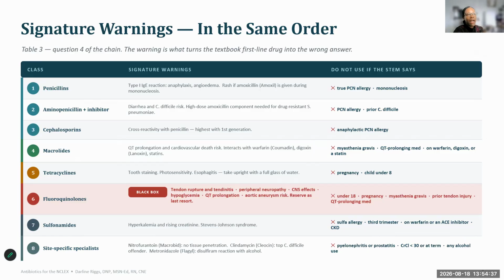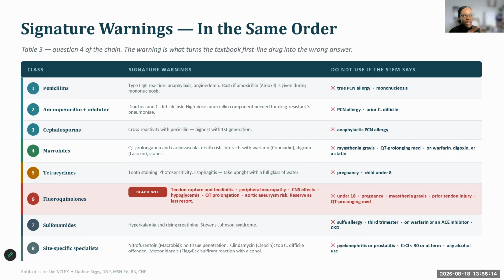Site-specific ones, your Macrobid. So the big deal with nitrofurantoin, the Macrobid, is that it does not penetrate the tissue, so it will only take care of a lower urinary tract infection, a non-complicated UTI. It wouldn't work for pyelo. Yeah, so if that's what they have and you give it, it's like you didn't give anything. You might make them worse, if anything. So clindamycin, C. diff, we mentioned earlier, Clostridium difficile.